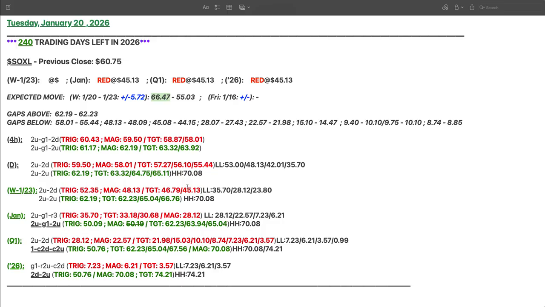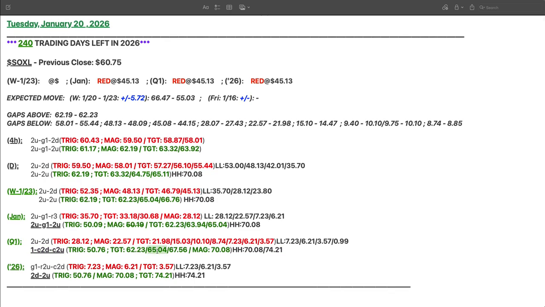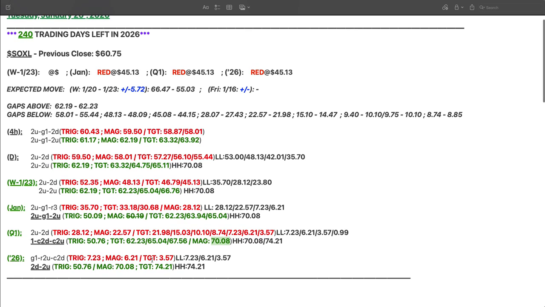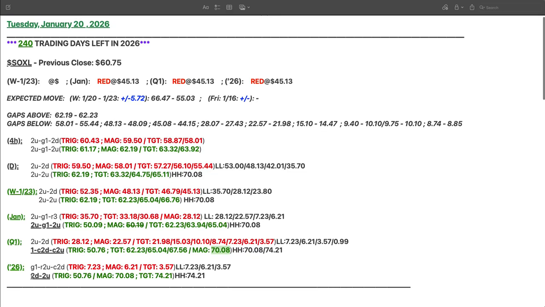Should we continue to push to the upside really strong, right? On the quarter, we talked about how we triggered that one combo 2 down, combo 2 up at 50.76. Again, gap close was the first target. Then we've got 65.04, 67.56 as well before reaching that ultimate magnitude of 70.08. And then lastly on the year, we've triggered that 2 down, 2 up at 50.76. Magnitude is 70.08, so that's again the magic number we're looking for.